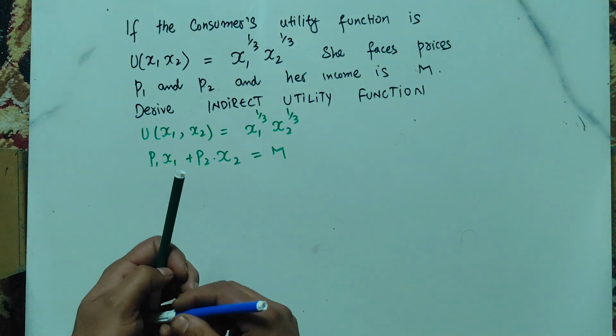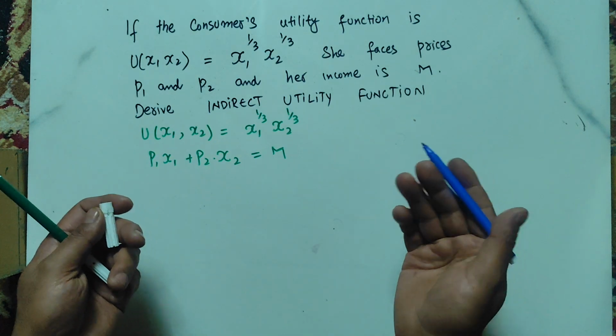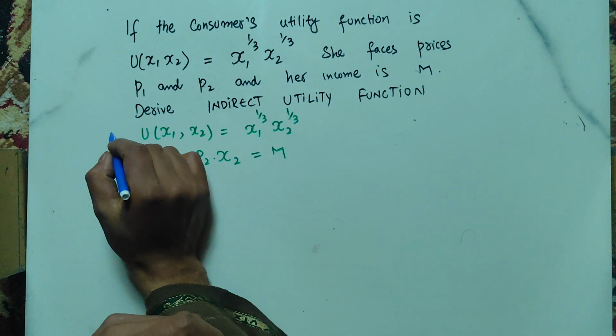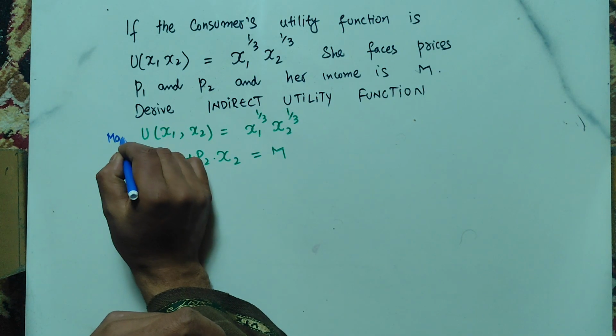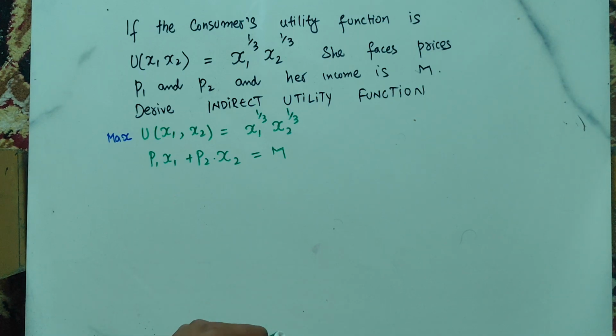To derive the indirect utility function, what we need to do? We need to find out the Marshallian demand functions for goods x1 and x2. To find the Marshallian demand function, we need to maximize the utility function of the consumer subject to the budget constraint. Okay, so graphically, how do we maximize the utility function?